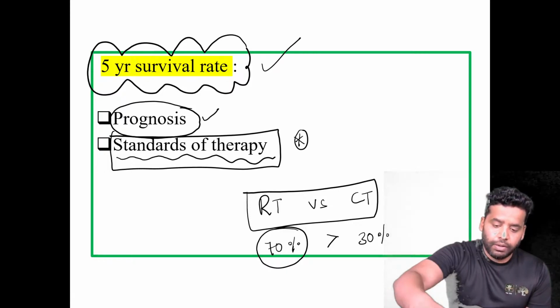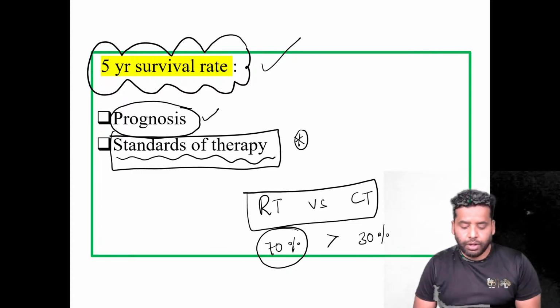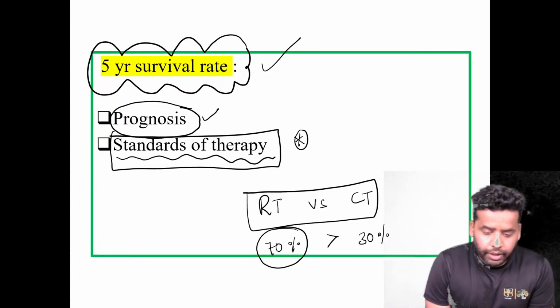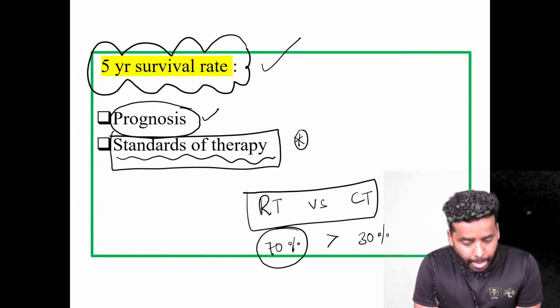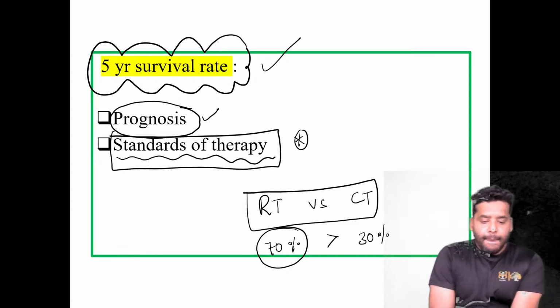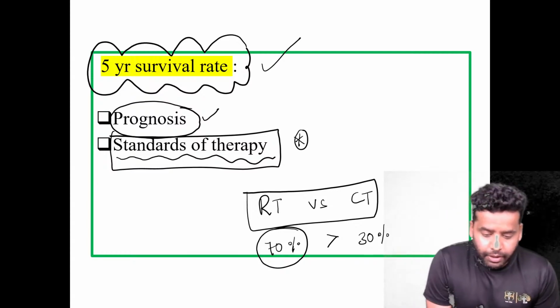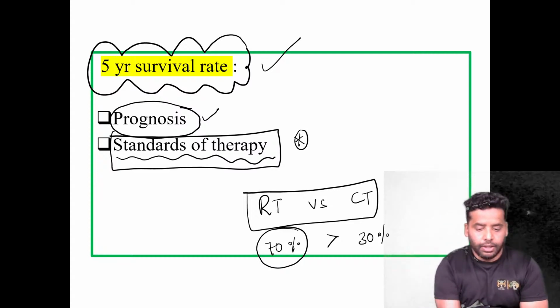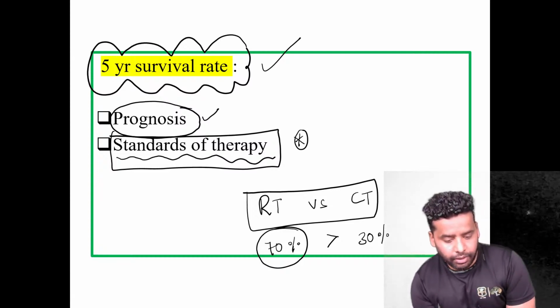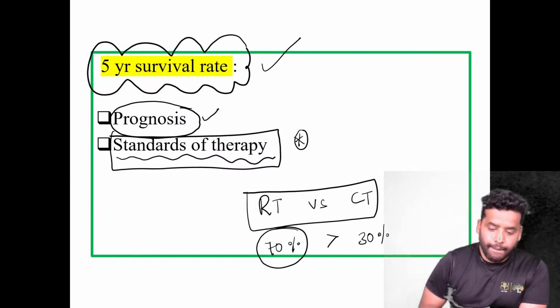How many will survive if you use chemotherapy? Tell me. Out of 100 I am asking. After 5 years, how many will survive if you use only chemotherapy? Good. How many will survive? 30. So which is better? Radiotherapy is better. Good.